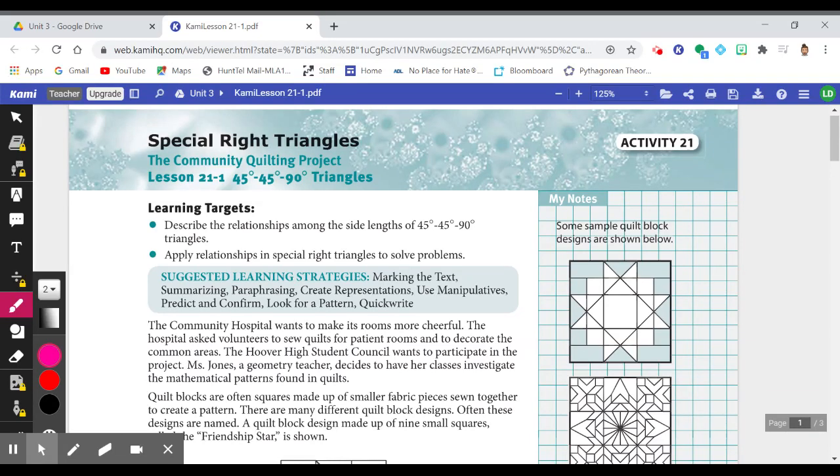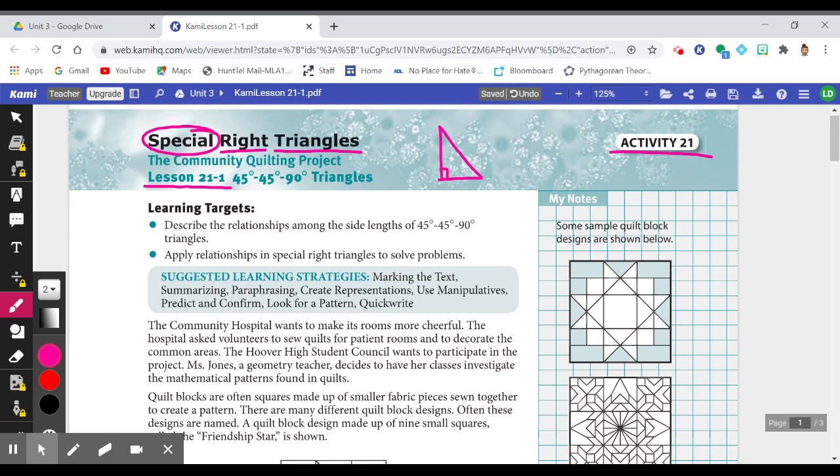Well, hello and welcome. We are beginning activity 21, and none other than lesson 21-1. We've been focusing for the last few activities primarily on the right triangle, which, if we recall, is a triangle with one right angle. And so now in activity 21, we're going to turn our attention to some special right triangles.